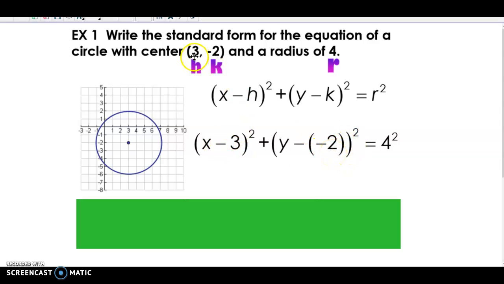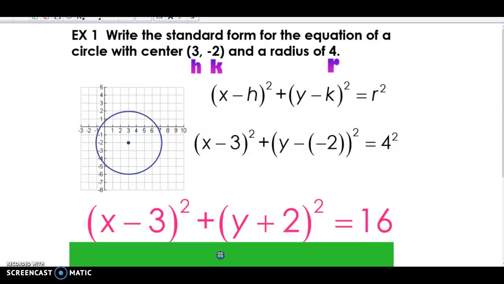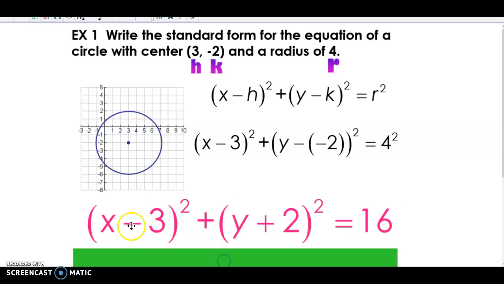Notice, though, that we have a positive 3 here, and when we put it in here, it looks like a -3. And we have a -2, so when we put it here, we end up with two minus signs. So when we do that, it changes the sign. Then we plug in the 4 for the radius, and we have 4 squared. So ultimately what we end up with is x minus 3 squared plus y plus 2 squared equals 16.